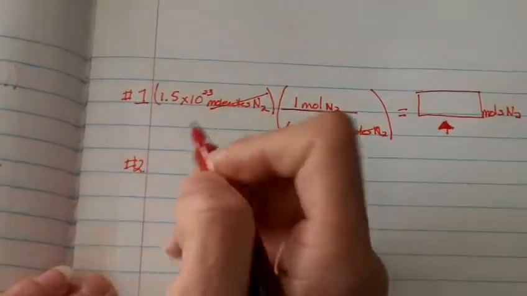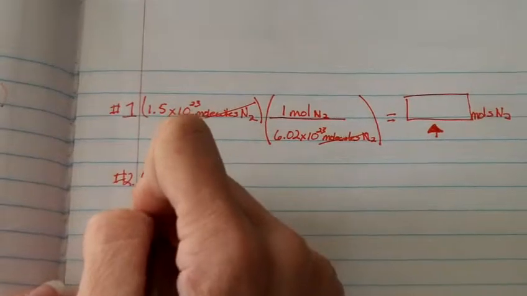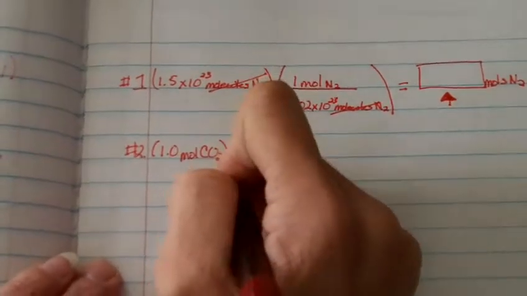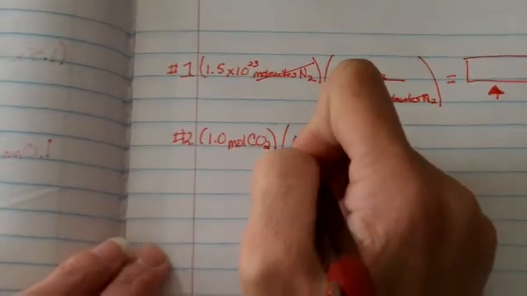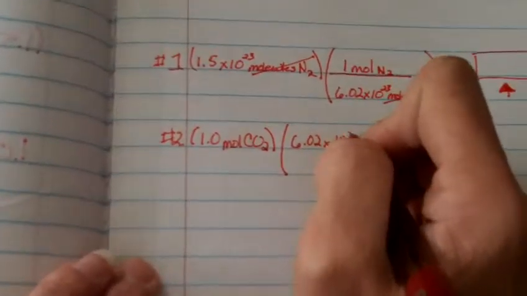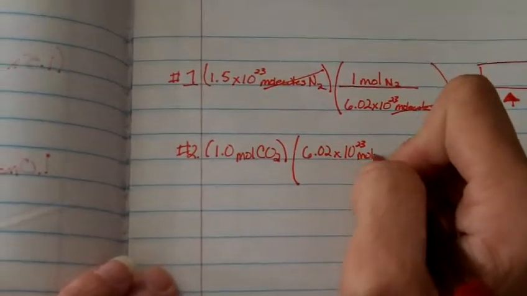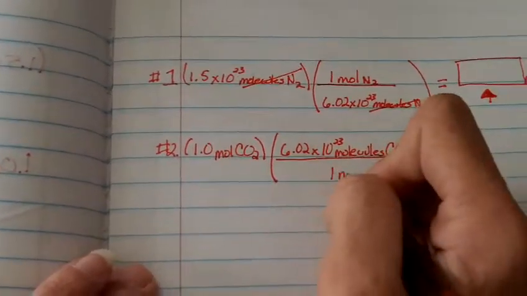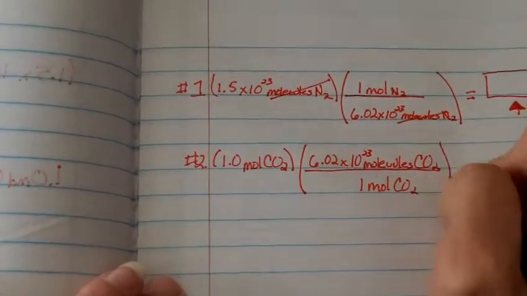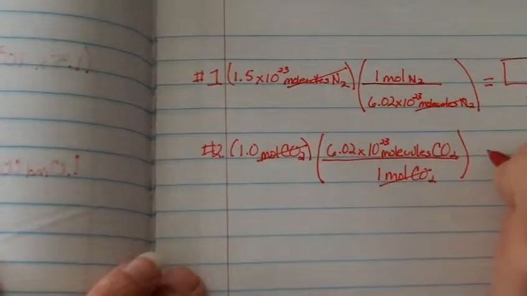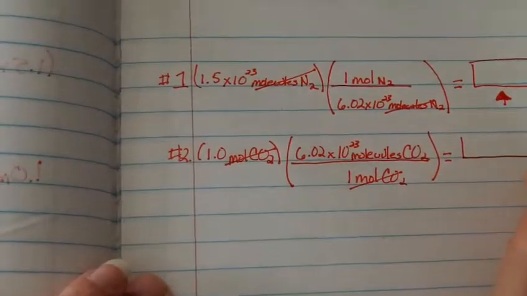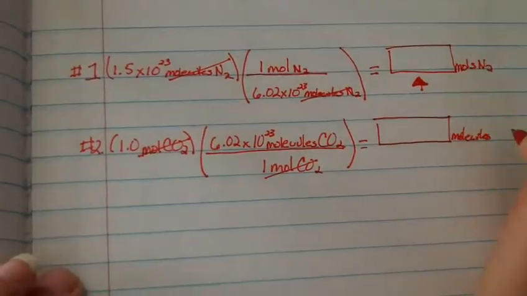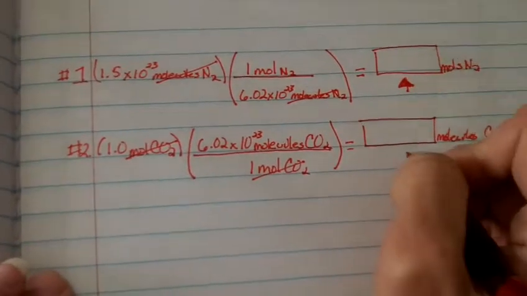Number 2. Take what you're given, 1.0 moles of CO2 times our conversion factor, 6.02 times 10 to the 23rd molecules of CO2 in 1 mole of CO2. We're going from moles, we're trying to get to molecules, that's on top. That's going to give us a number of molecules of CO2. Keep going though.